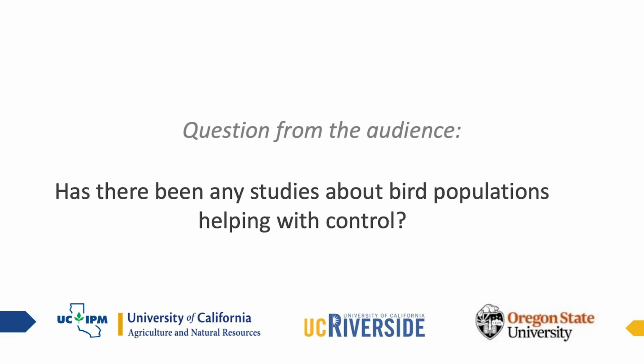Okay, and then there's just one more question from Linda. Has there been any studies about bird populations helping with control? I don't know of any studies about it, but I think more general observations for sure. Birds are important natural enemies of snails and slugs, but I don't know of any scientific study which has actually measured their efficacy. I don't know if you know of any, Cheryl. I don't, but I do have to say that rats love ground snails. So if you're willing to put up with rats, you'll get some pretty good control of your ground snails.